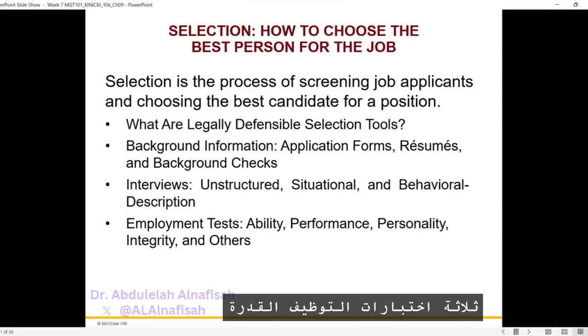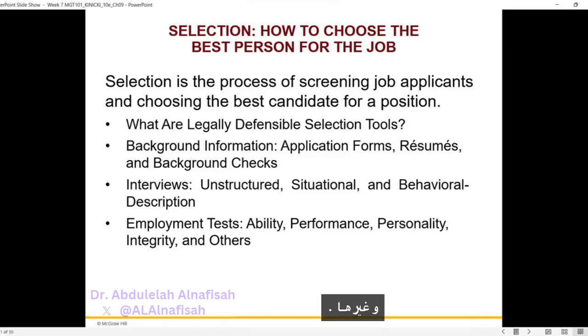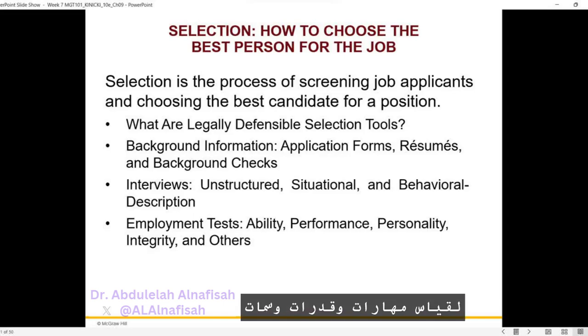3. Employment tests: ability, performance, personality, integrity, and others. Employment tests are standardized devices used to measure specific skills, abilities, traits, and other tendencies. Ability tests measure various aspects such as physical abilities, strength, mental abilities, and clerical abilities.